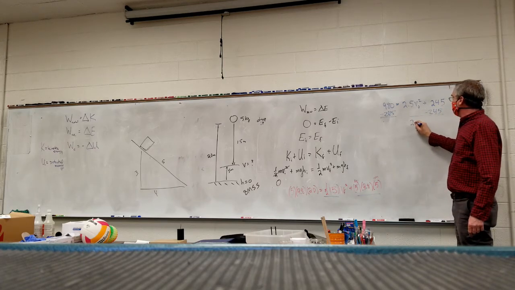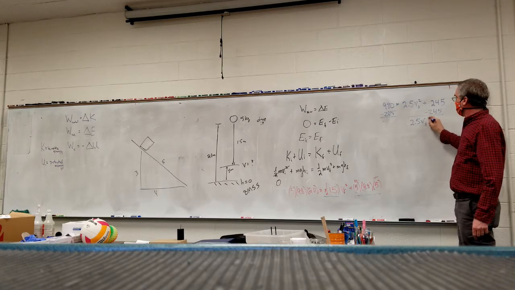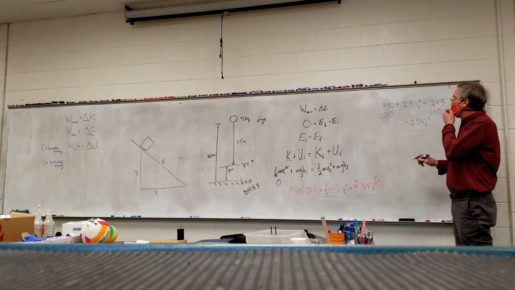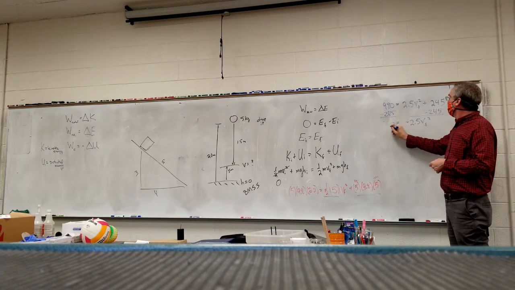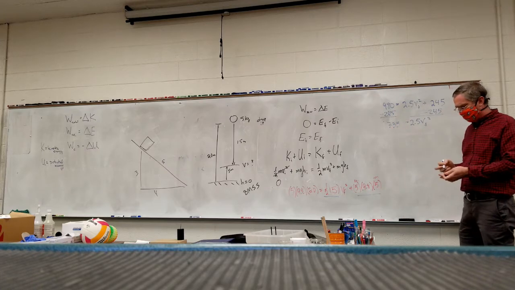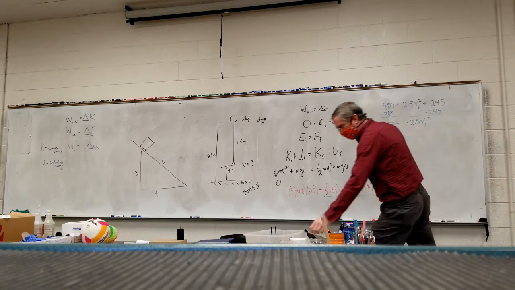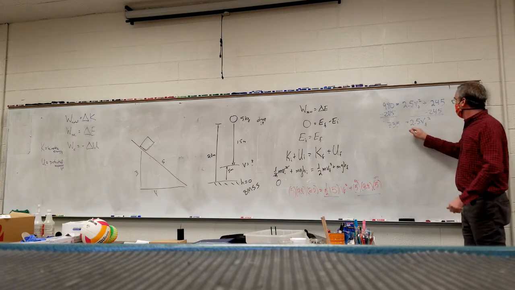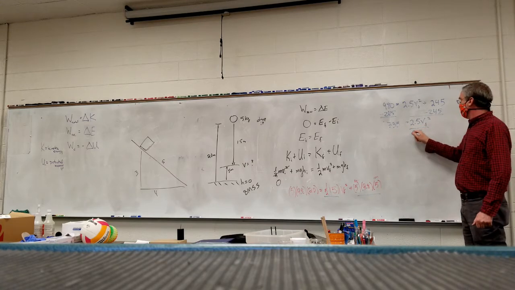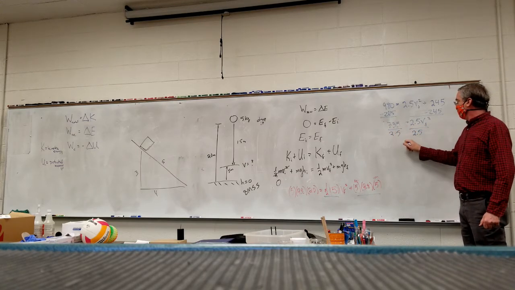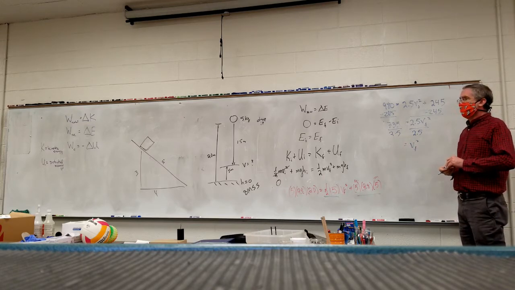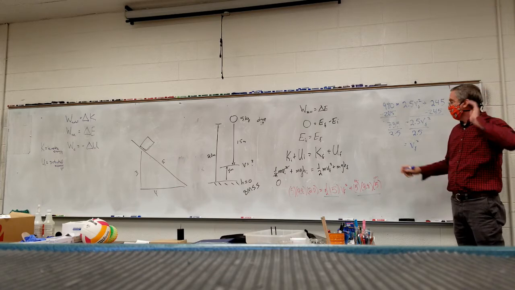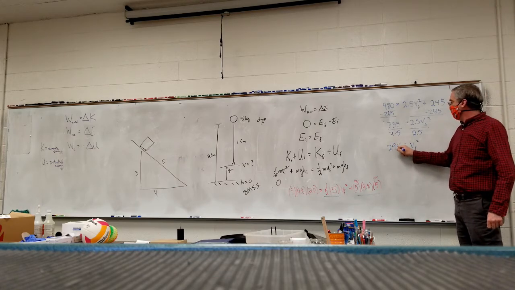So on the right hand side we have 2.5 VF squared. And on the left side, that would be 735, I believe. And then, as Taylor said, divide by 2.5. So on the right hand side I have VF squared, and on the left hand side I've got 294. 294. And then what?